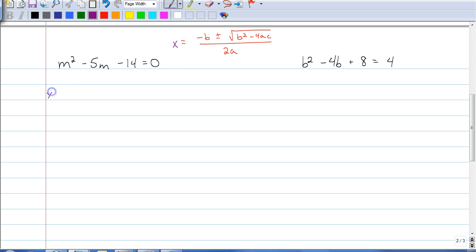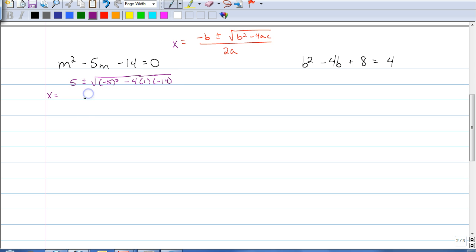So it's going to be x equals the opposite of b, so it's going to be 5 plus or minus the square root of b squared, so negative 5 squared, minus 4 times a, in this case 1, times c, which is negative 14. The whole thing, not just the square root portion.